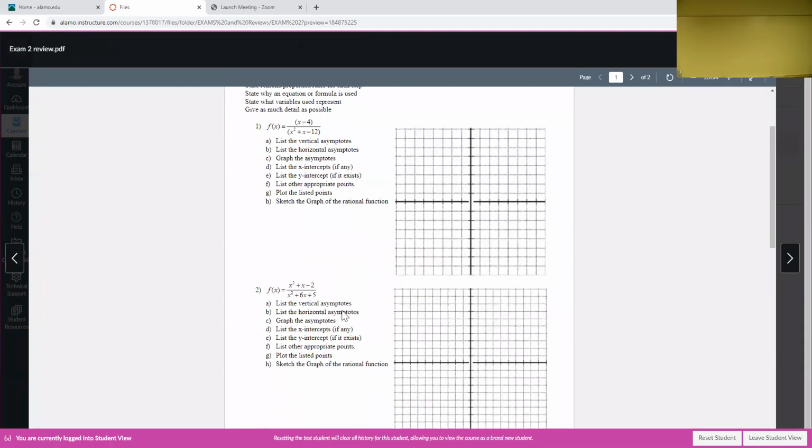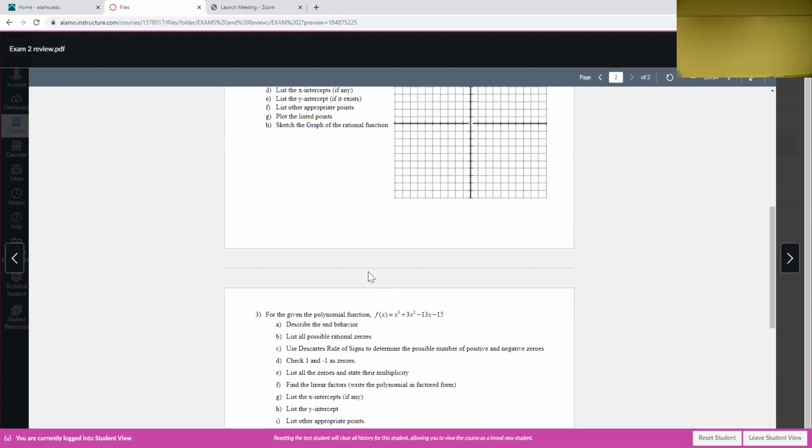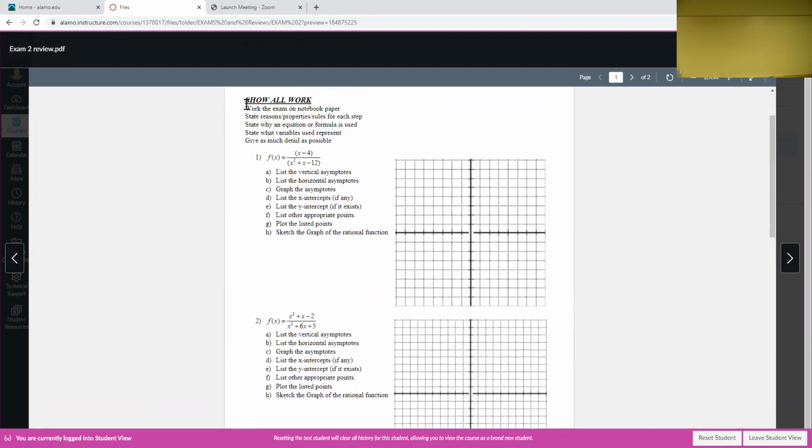And give as much detail as possible should be stated here as well. Probably, well, this is for all the problems. Show all the work is for all the problems.